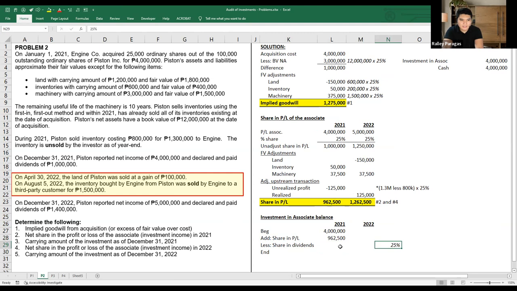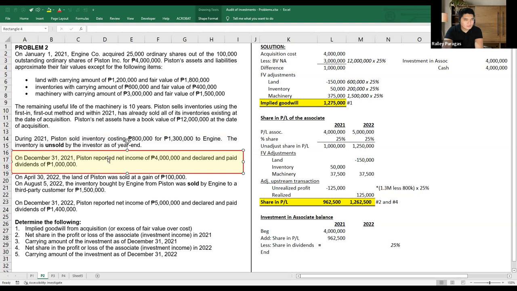O, diretso na natin i-compute dito. Magkano yung dividends na sinabi nung 2021? So may net income na 4 million and then may dividends na 1 million. So kunin mo yung dividends mo na 1 million, multiply that by 25%, no? That's 250. Pero that's a reduction in the balance. If you guys can remember, kapag may dividends na declare and binabayaran yung investee, okay, we reduce our investment in associate balance. Okay? So by using that pro forma formula, okay, makukuha natin yung ending balance natin. So this is our answer to number 3. Yan yung carrying amount natin. Okay? At the end of 2021.